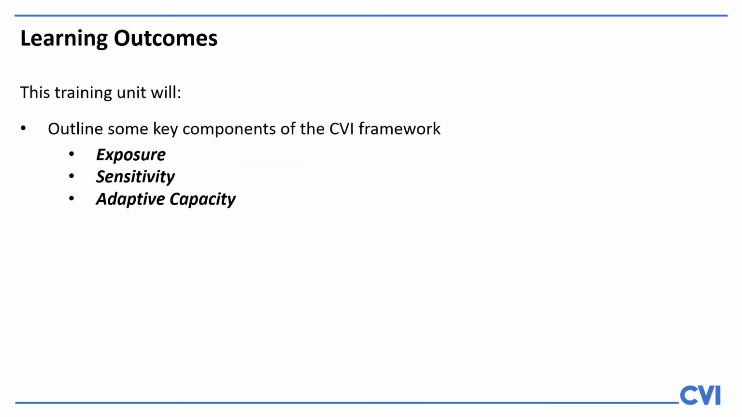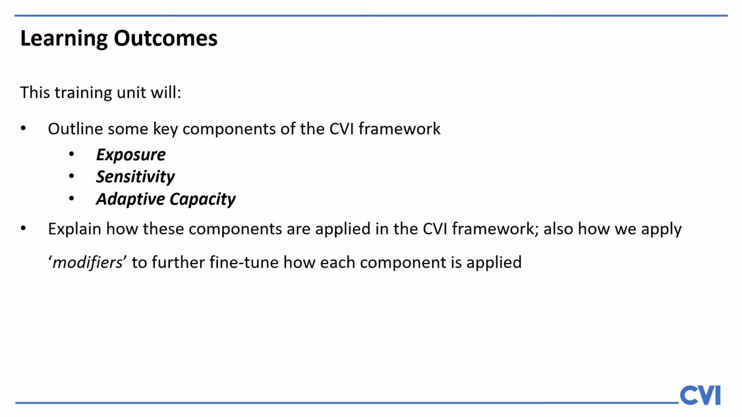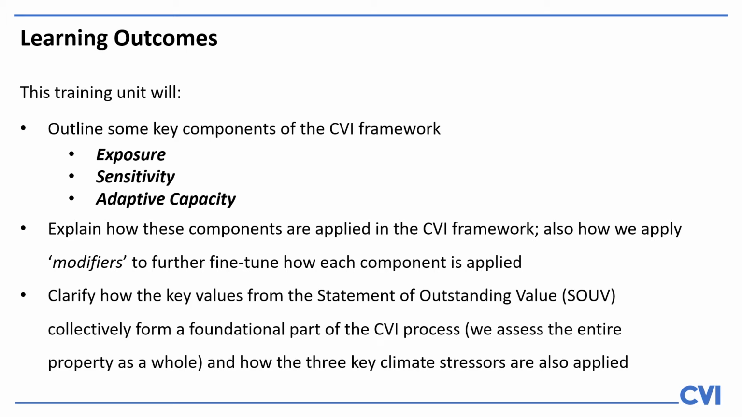In that training unit we're going to learn about how some of the key components of the CVI framework fit in. In particular, we'll look at exposure, sensitivity, and adaptive capacity. We'll explain how these components are applied in the framework, but also how we apply modifiers to further fine-tune how each component is applied. We'll clarify how the key values from the statement of OUV that you've determined collectively form a foundational part of the CVI process. In other words, we assess the entire property as a whole, OUV in its entirety, and how the three climate stresses are also applied.